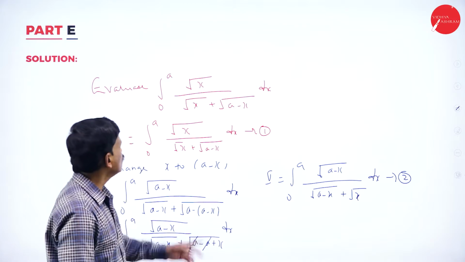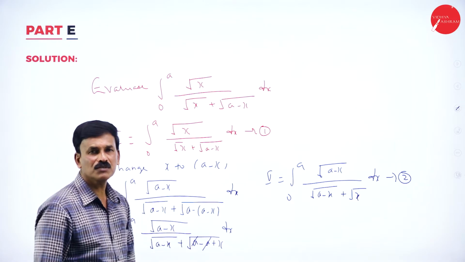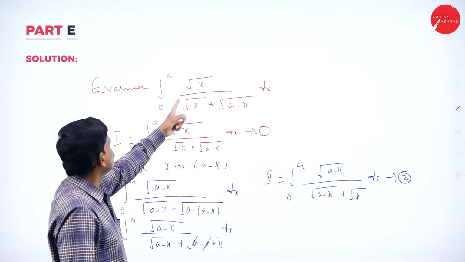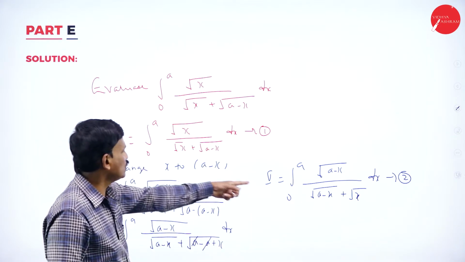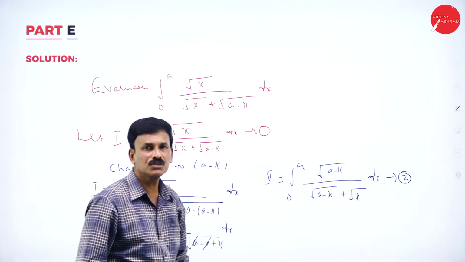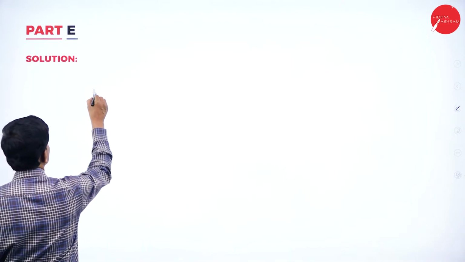See equations 1 and 2, wherever you have x in equation 1, you have a minus x in equation number 2. So in equation number 1 we have root of x in the numerator, here we have root of a minus x, and where we have a minus x, it is converted into x. Adding 1 and 2.